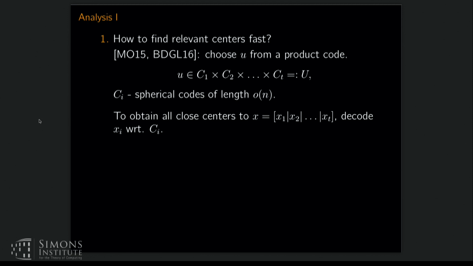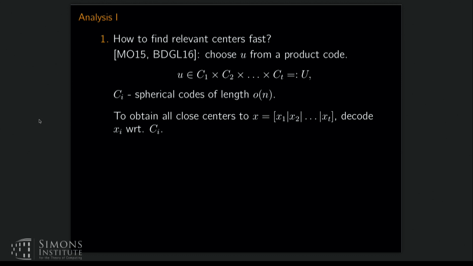This way you can sort of amortize the search for the close u by not taking them uniform random, but from the code, and you exploit the fact that they're from the code, and you have a decoding procedure. So that, for example, will cost you 2 to the square root n. Of course, you should also notice that it relies on the fact that we have a good spherical code in the dimension we want, or somewhat good.